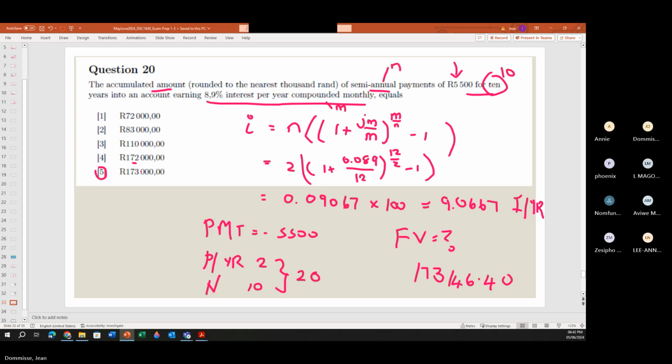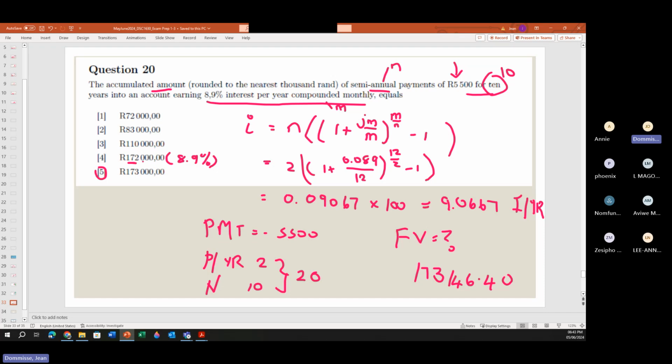That is very close. So I wonder what if we had set 8.9. I just want to check if we set 8.9 as our interest. Then my answer would have been 171,642, and if I rounded it off, it would have been that. So if we used just 8.9%, that would have been the answer we would have gotten to.